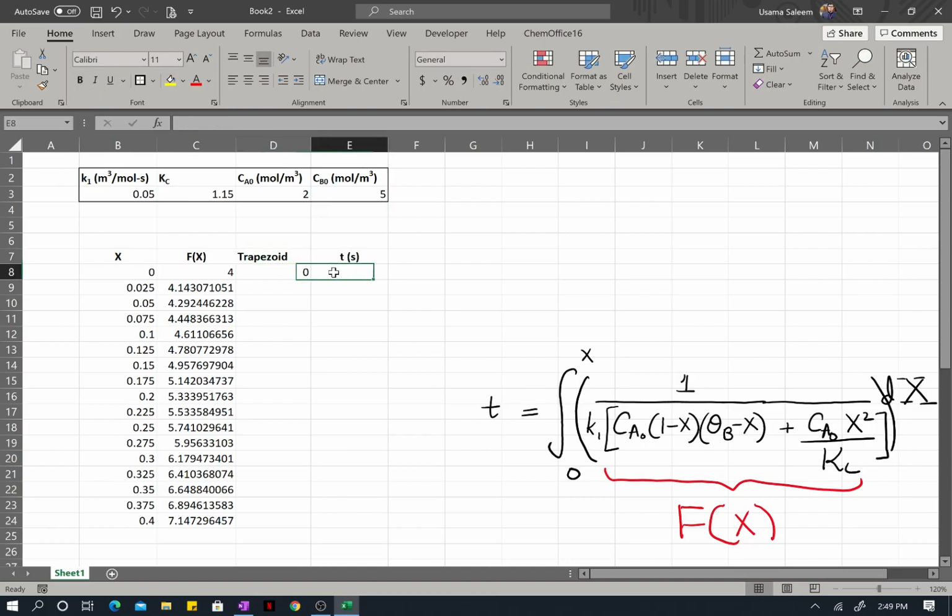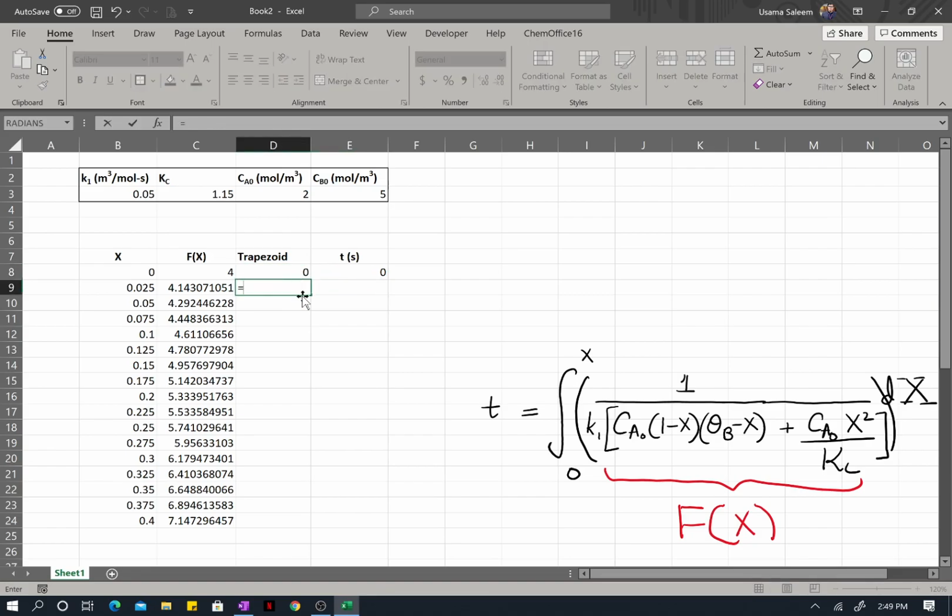Okay, and that's just going to be 0 for the first one. Please refer to a numerical methods textbook if you have any confusion about the method that I'm using. 0.5 times the step size multiplied by that.